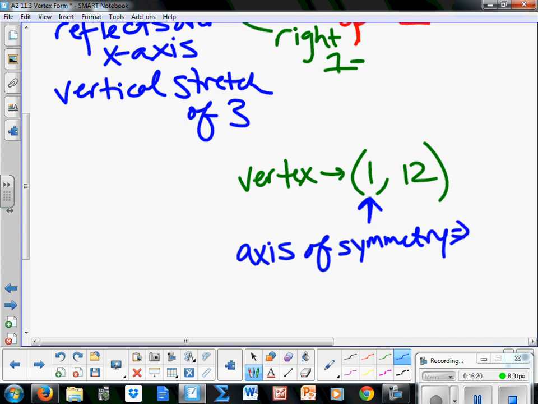The axis of symmetry for this function is x equals 1. This is just an overview of changing a quadratic equation in standard form to vertex form, and then the transformations that give us the vertex and the axis of symmetry of the graph of the function.